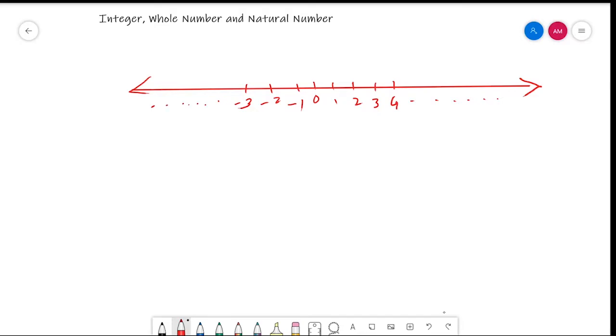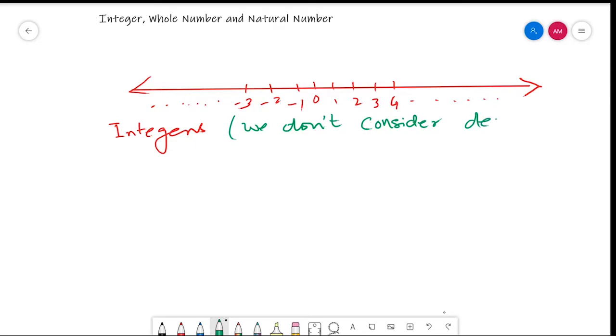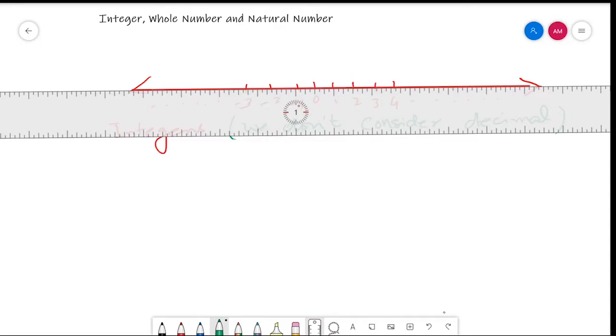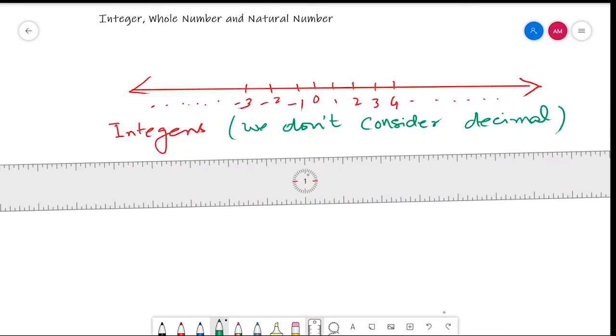So in the integers, we have only the numbers. We don't consider the decimals. But the number line, as it shows, has positive numbers and the negative numbers only.